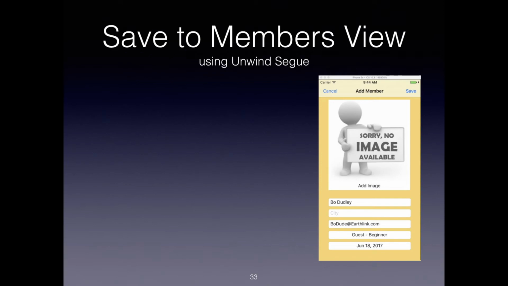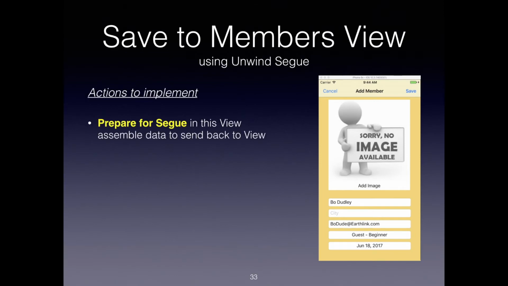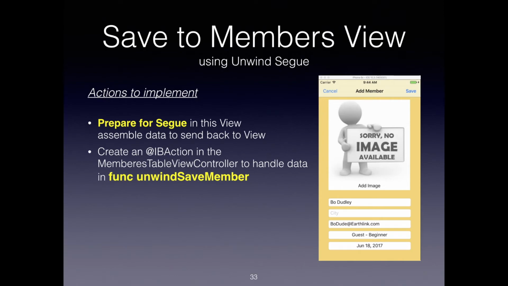So the unwind, this is where, again, we will need a prepare for segue in this view to assemble the data to send it back to the table view. Just like you did a prepare for segue when you went over to this, when you go from the save back, you're not just dismissing a view, you actually need to send information back there, and we do that through something called the unwind segue.